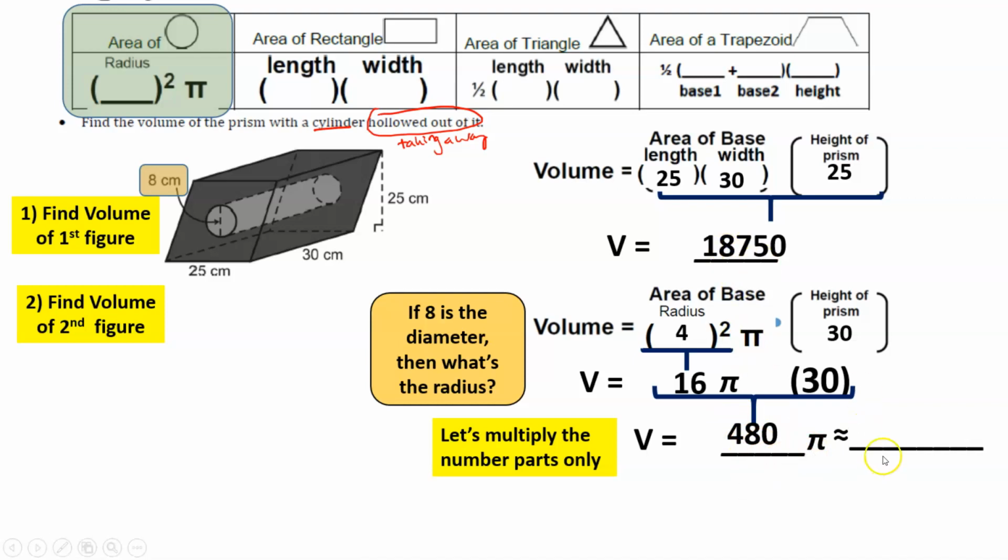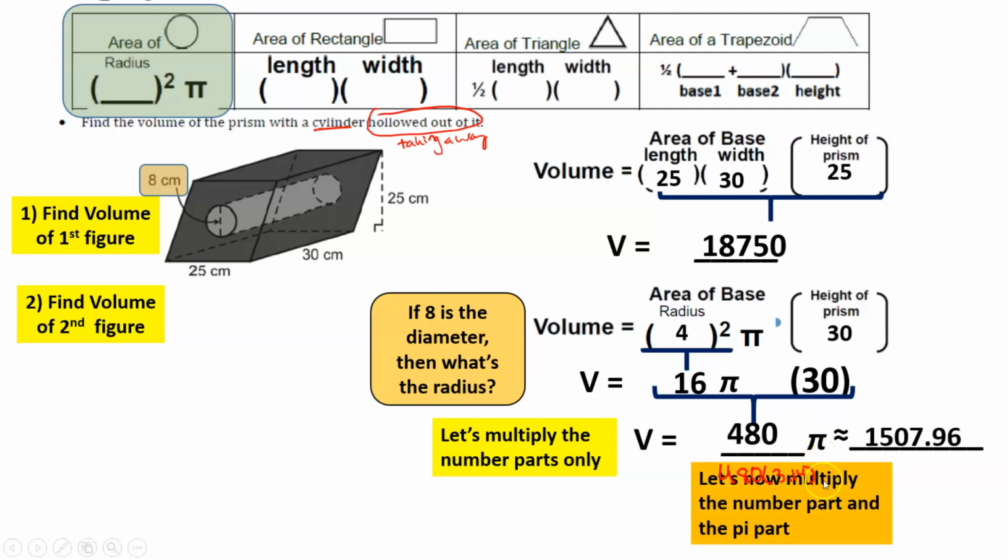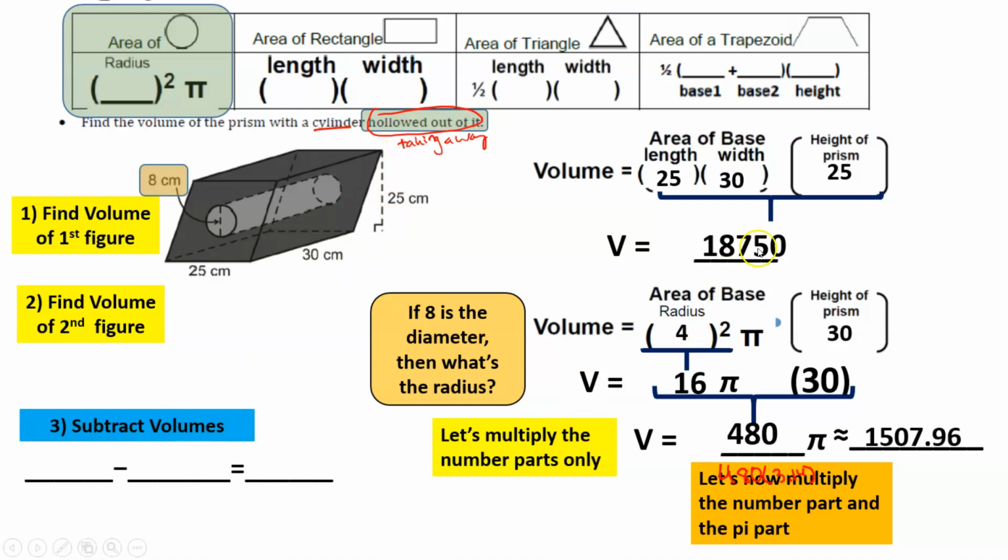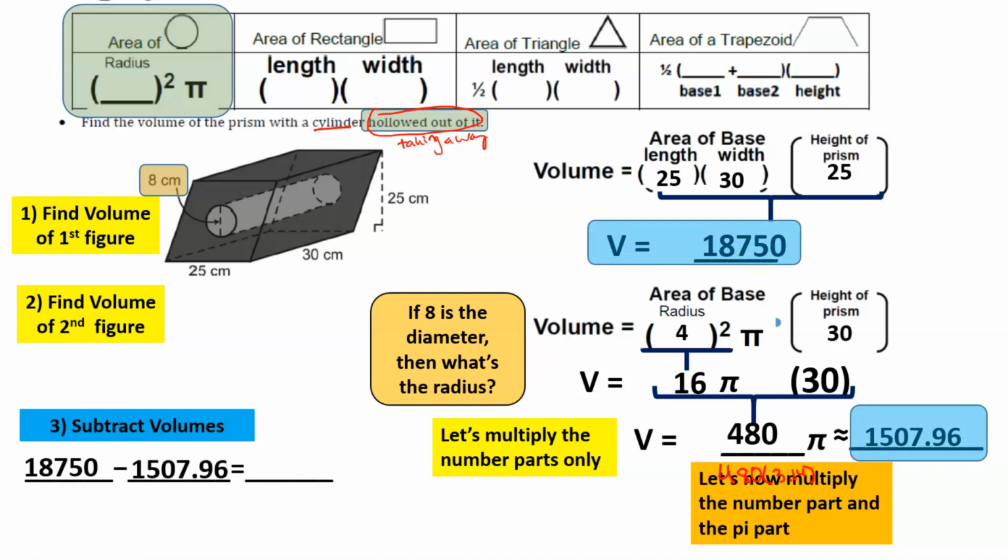So we could leave it like this, but since we are going to be subtracting this volume from that volume, it might be in our best interest to actually multiply 480 times 3.14. Take a moment and go ahead and calculate that out. That would be about 1,507.96. Again, this is an estimate. So since it's hollowed out, we're going to subtract the volumes. Let's take that first number, subtract it from the second number, and what would you get there? About 17,242.04.